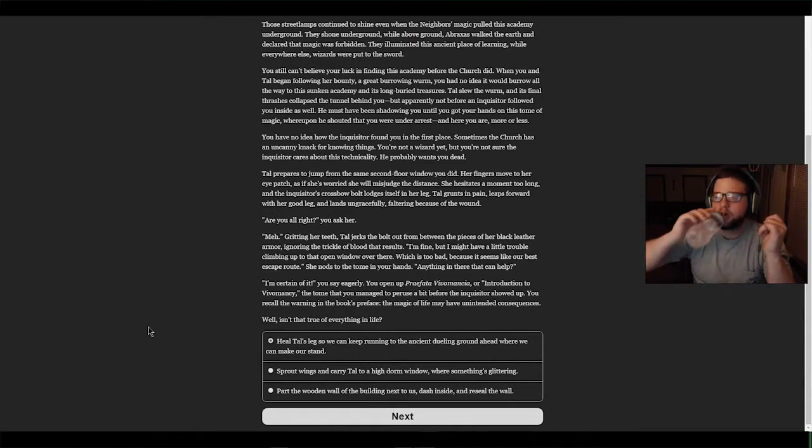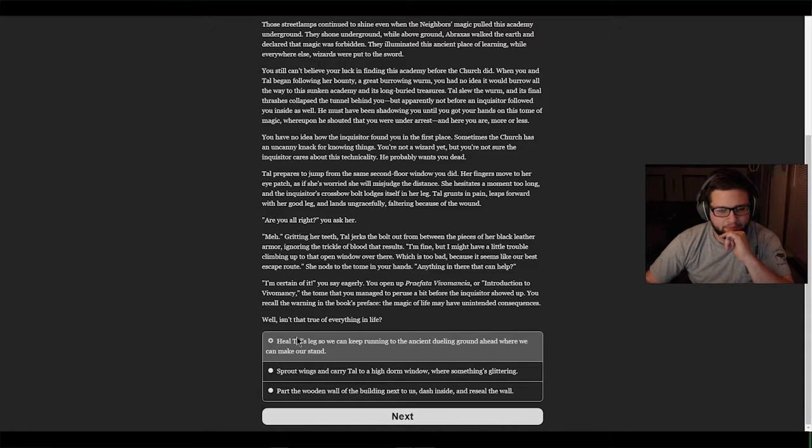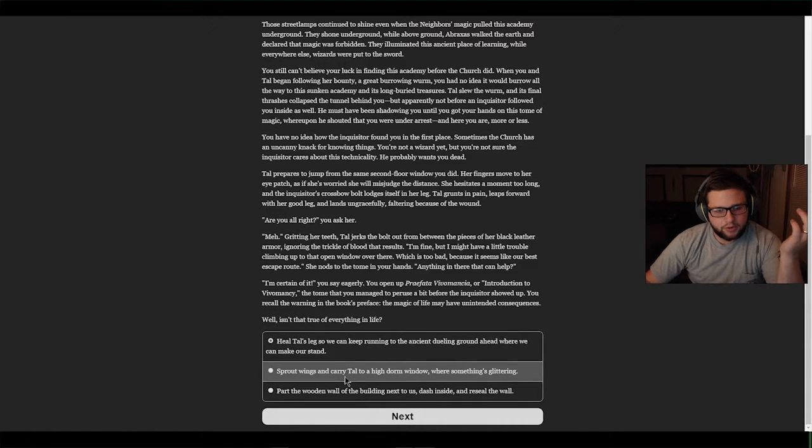Okay, so this is a book about vivimancy. I feel like it may not have these spells in it about the wings or parting the wooden wall. So healing the leg seems to be the obvious choice here, but I worry that the obvious choice is going to be a problem. I don't know. These other two are very cool. But maybe all these spells are in there.